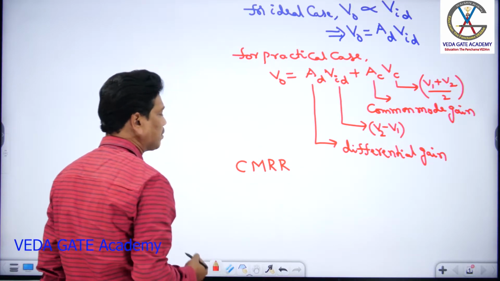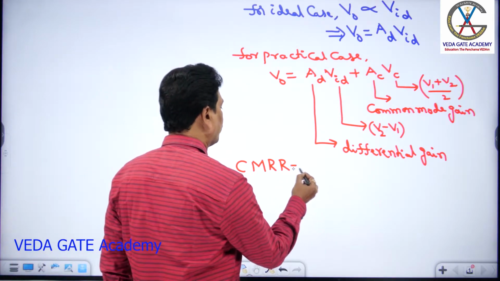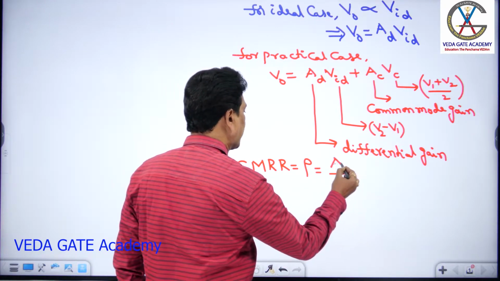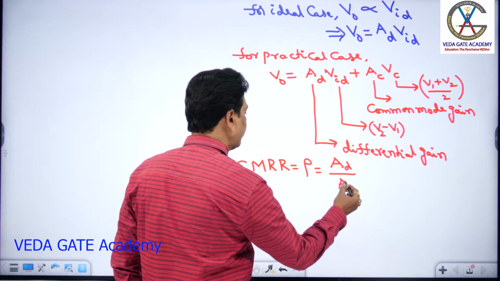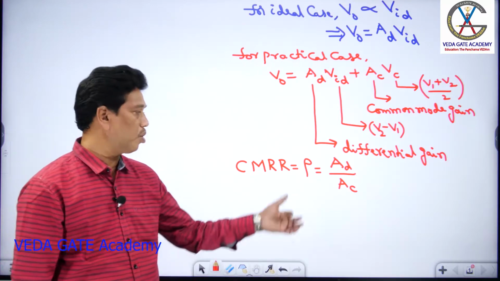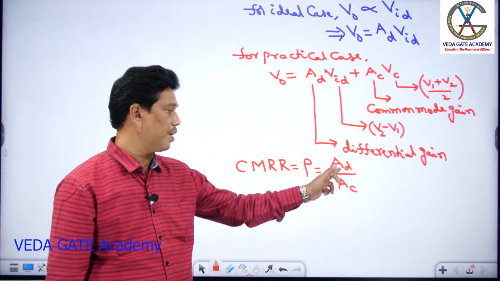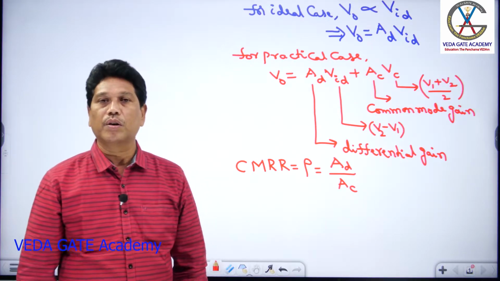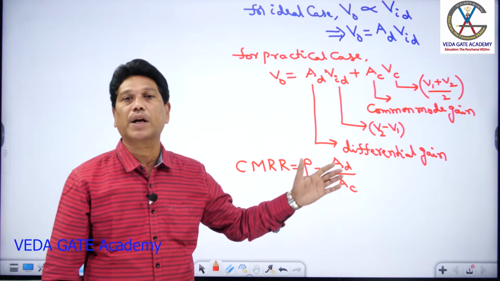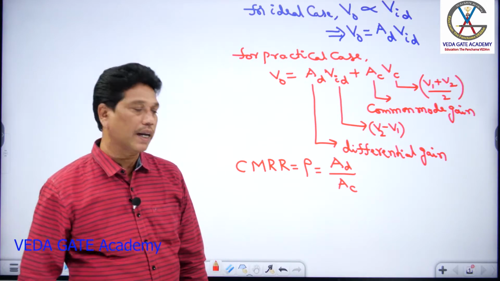So CMRR stands for common mode rejection ratio, indicated by rho. It is expressed as the ratio of differential gain to the common mode gain. For the ideal case, this common mode rejection ratio should be infinite, meaning that the differential gain is infinite or the common mode gain is 0. Under ideal conditions, the output is only by the differential input and never by the common mode input. Right. So now we can examine the ideal characteristics of an op-amp.